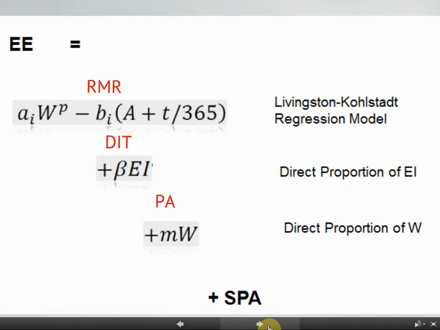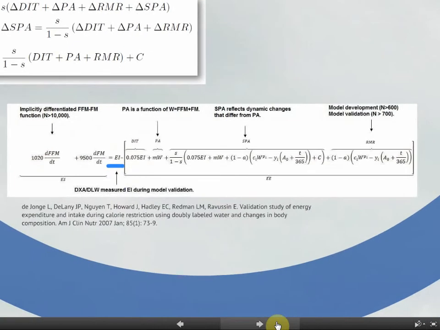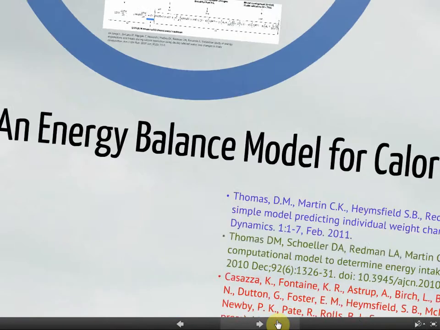Physical activity, we just made the assumption that it's a direct proportion of your body weight. So if I am bigger, I actually expend more to play basketball than if I'm smaller, because I have more to carry around. And so that's incorporated. And spontaneous physical activity, I'm not going to get into that. It's pretty messy. But everybody wants to see the full model. There it is. And we'll go away from it very quickly.